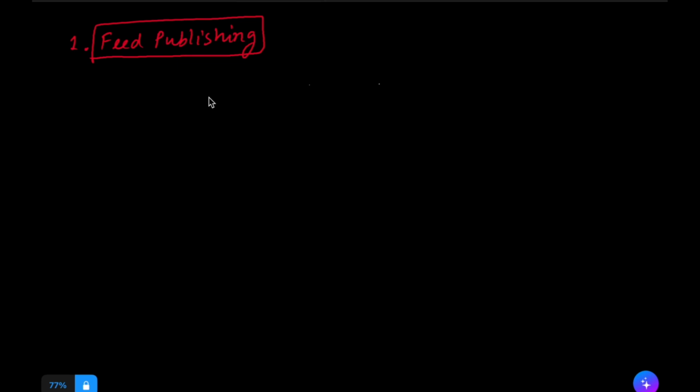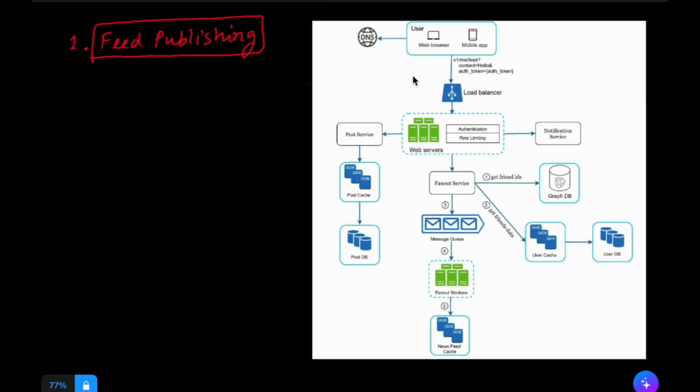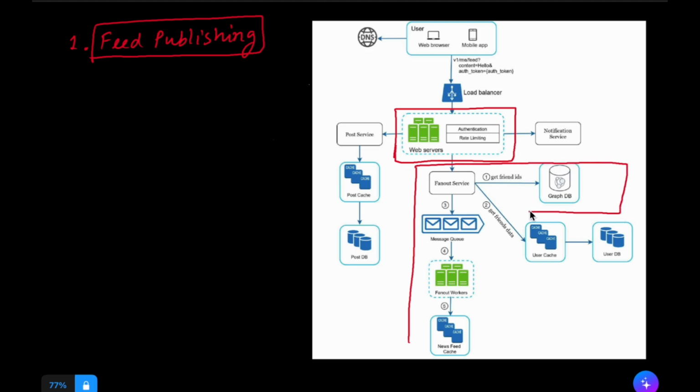Let's look at a flow diagram of how feed publishing works, and then we will discuss the individual components in detail. This is a detailed design of how feed publishing happens. We discussed most of the components in the high level design, so you can have a look at it. Here we will look at two main components: the web server and the Fanout service. We will look into each of them in detail.